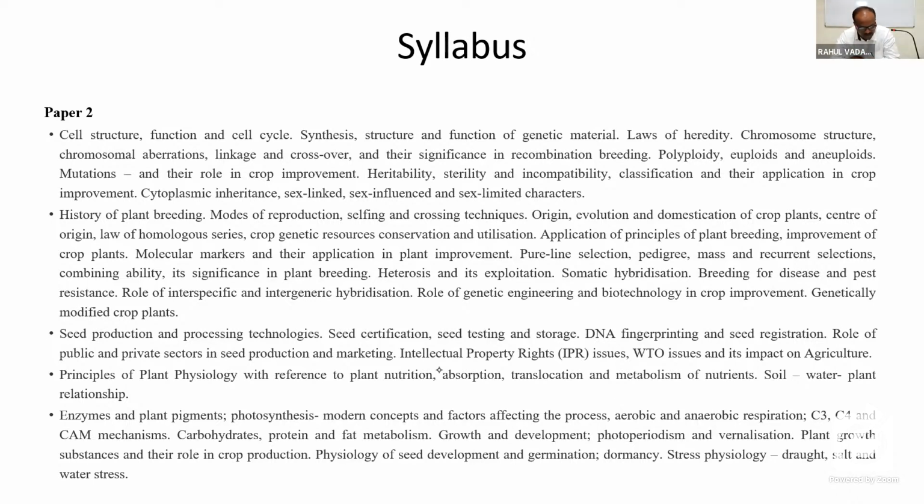Then coming to next, linkage and crossing over and chromosomal aberration. Very important topics. Polyploidy, you can say, is a sort of chromosomal aberration. Linkage and crossing over, again a very important topic. The question has been asked repeatedly.